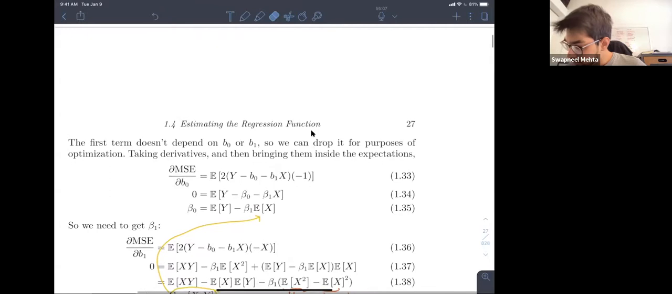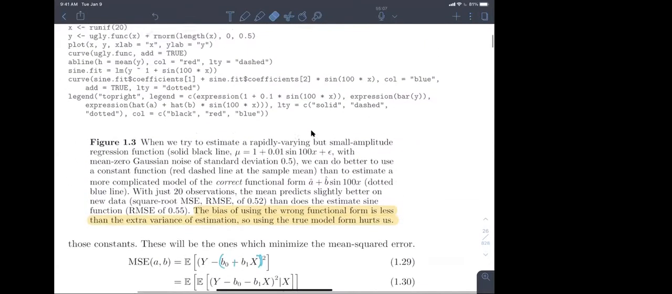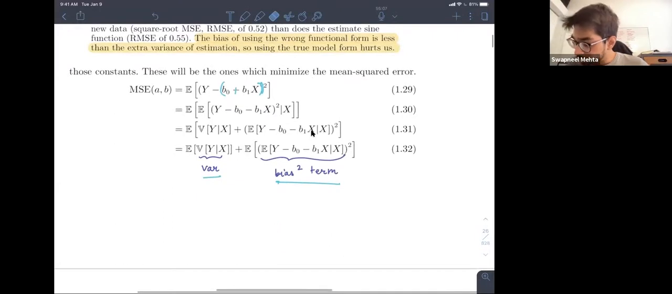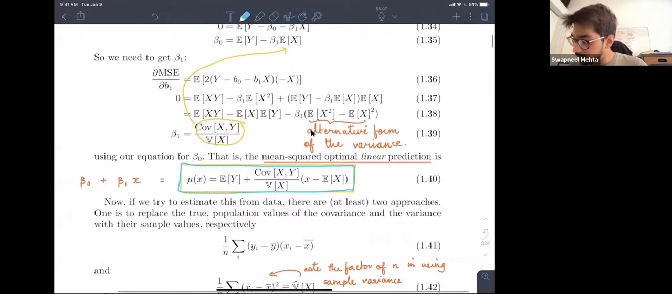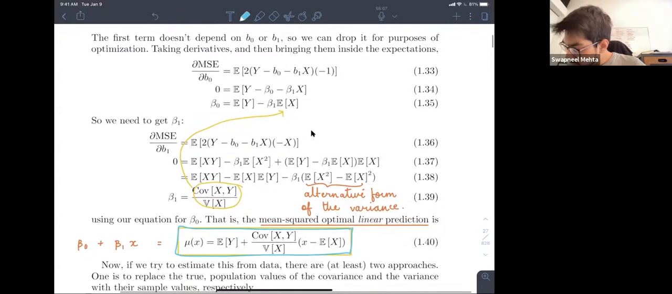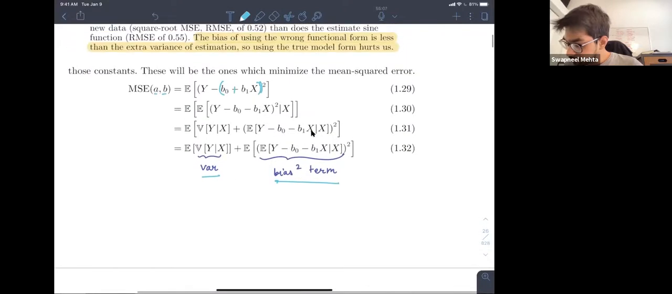So let me read that again. First term B naught, B1, MSE of A comma B. So it's just a variable: y minus B naught plus B1x. And then you find this optimal value of A naught and B naught, and you substitute beta naught and B1 for it. So beta naught and beta 1 are the optimal values of B naught and B1, if I understand correctly.